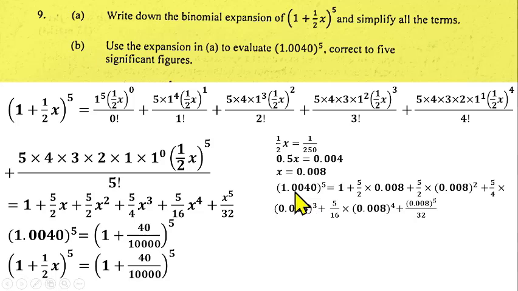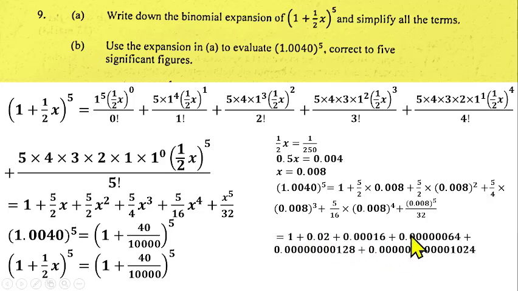So therefore 1.0040 raised to the power 5 equals 1 plus 5 over 2 multiplied by x, which is 0.008, plus 5 over 2 times x raised to the power 2, which is 0.008 raised to the power 2, plus 5 over 4 x raised to the power 3, which is this, plus 5 over 16 x raised to the power 4, which is this, then x raised to the power 5, which is this, over 32. So if you simplify for that, you have this as well.